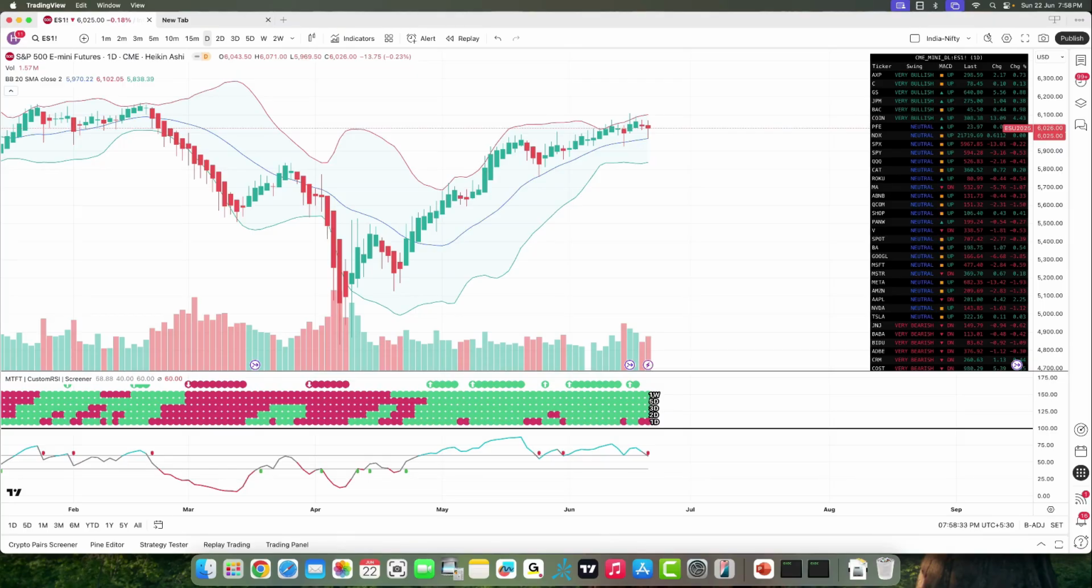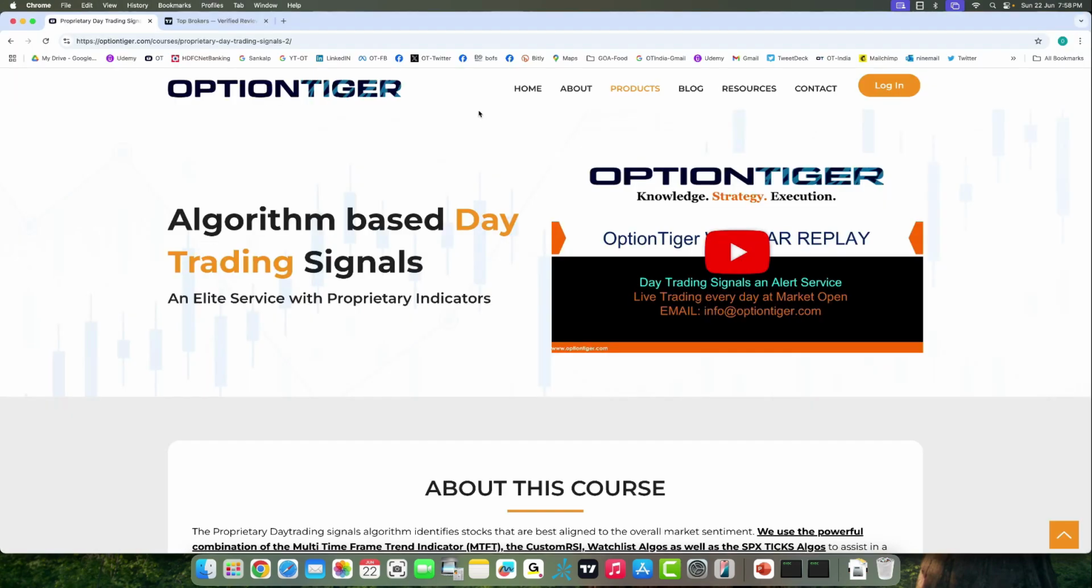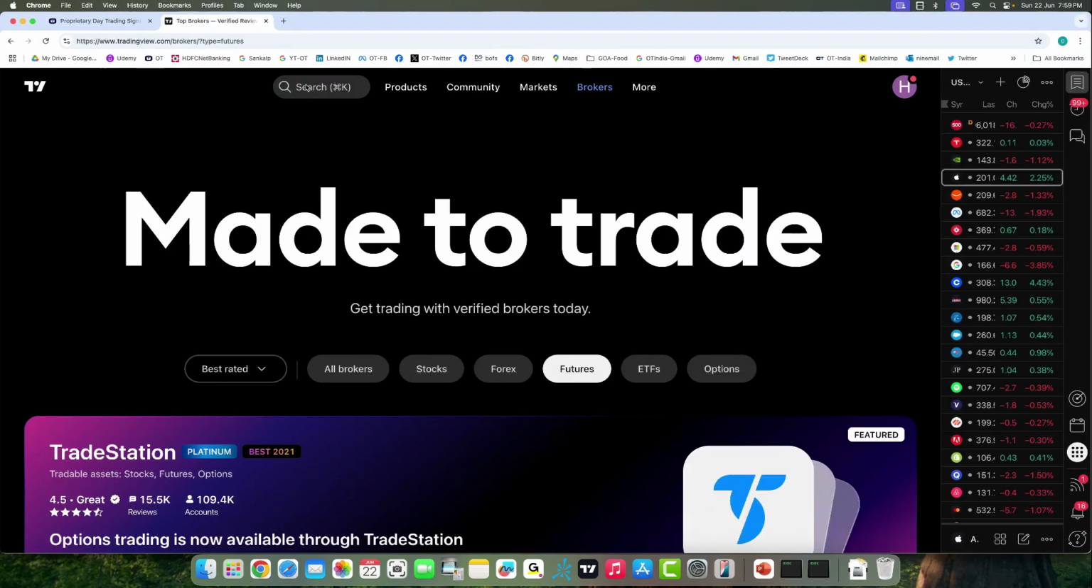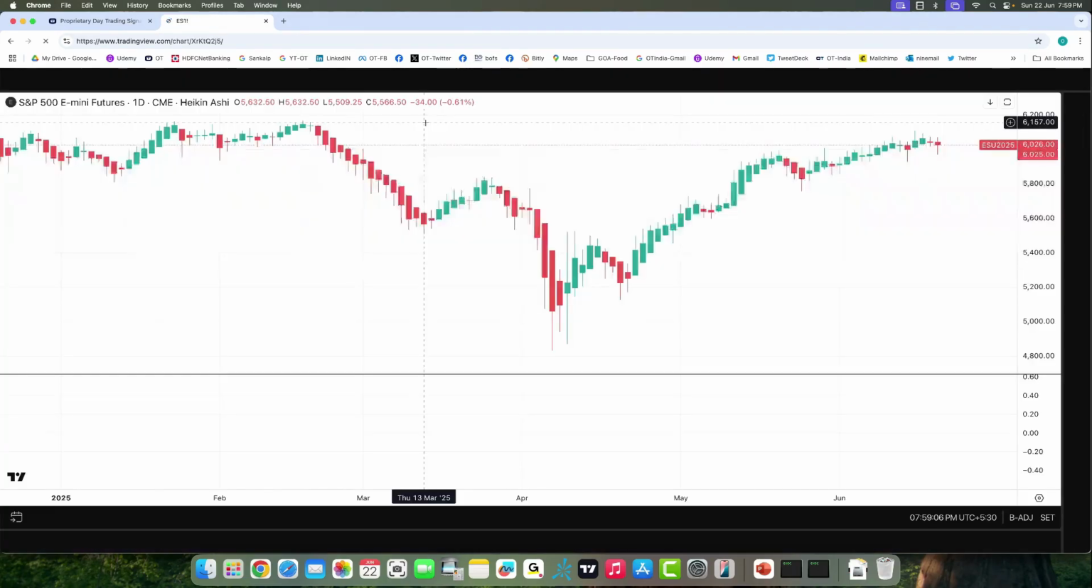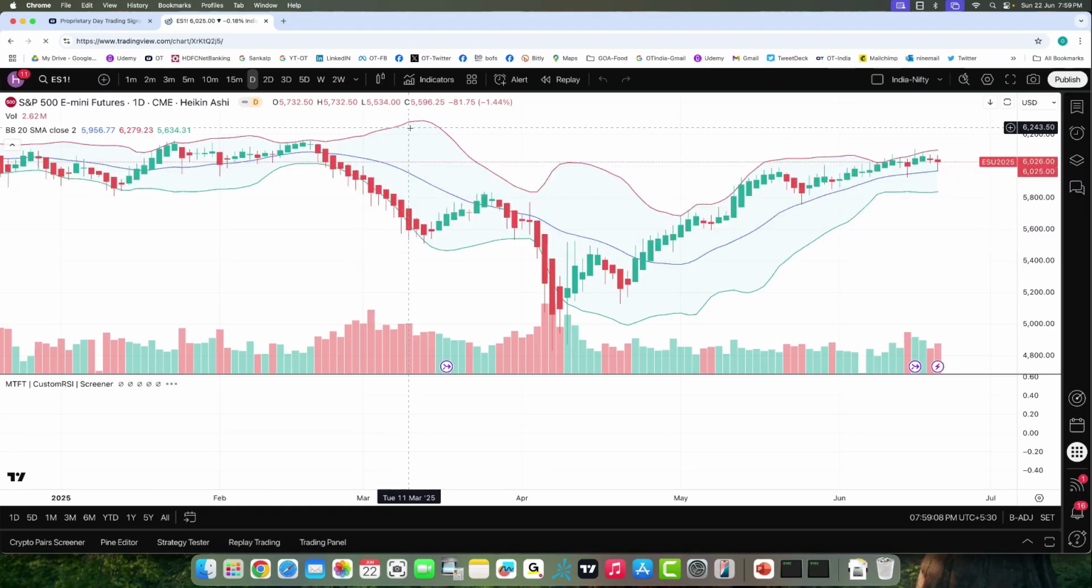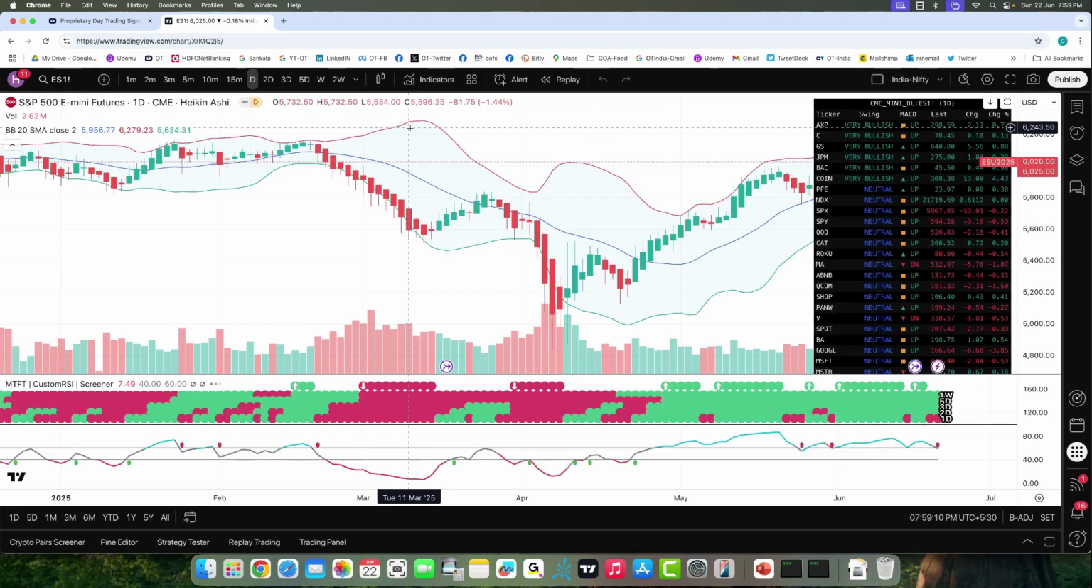I don't think I missed any other question. All I need to do is go into the, now this is the browser version, I just go into supercharts and there it is. So it works on the browser, it works on the app, it works on both of these.